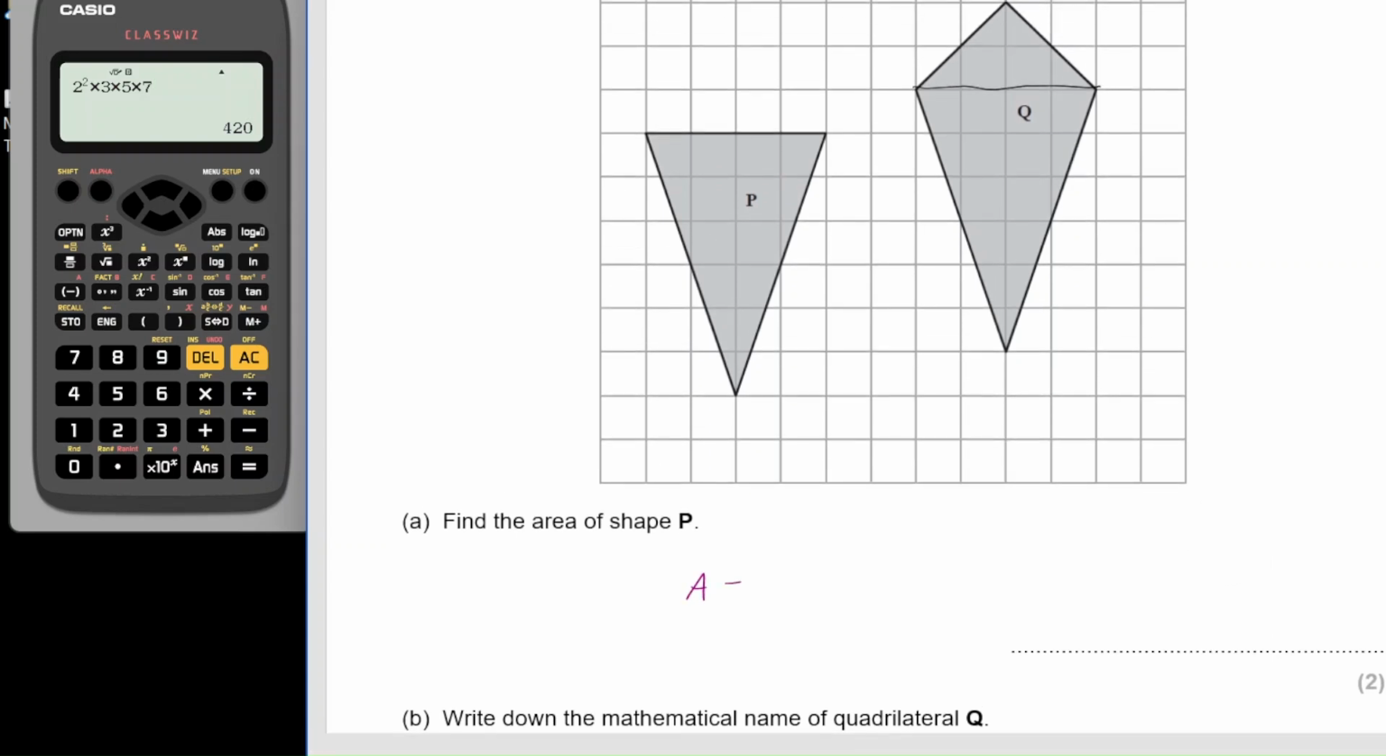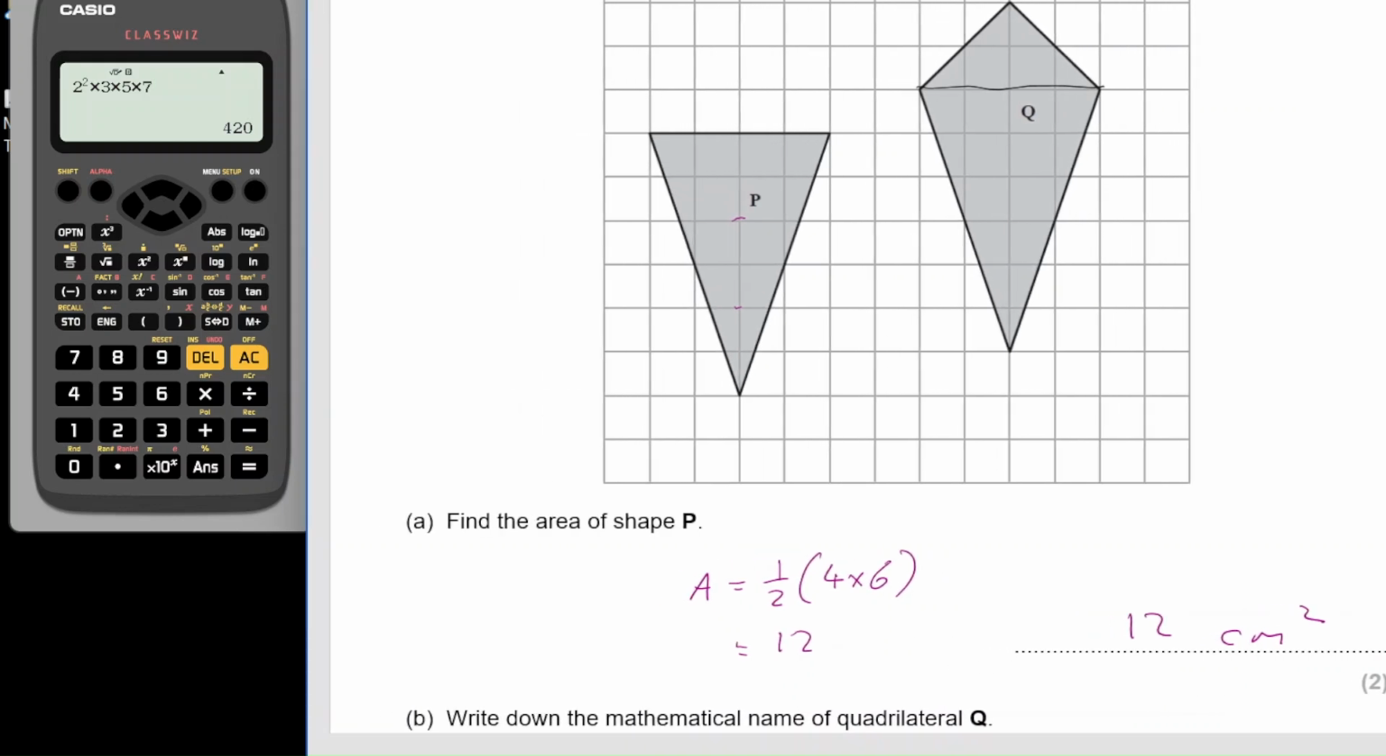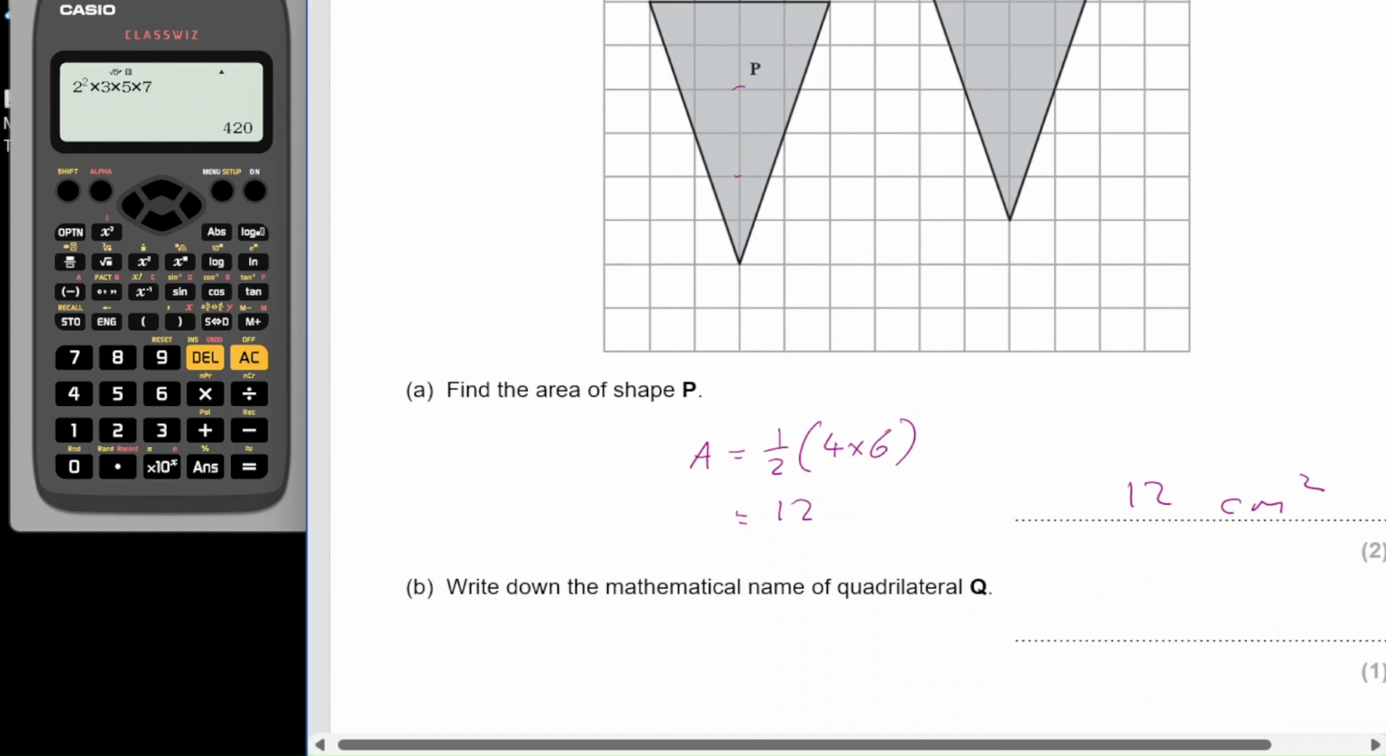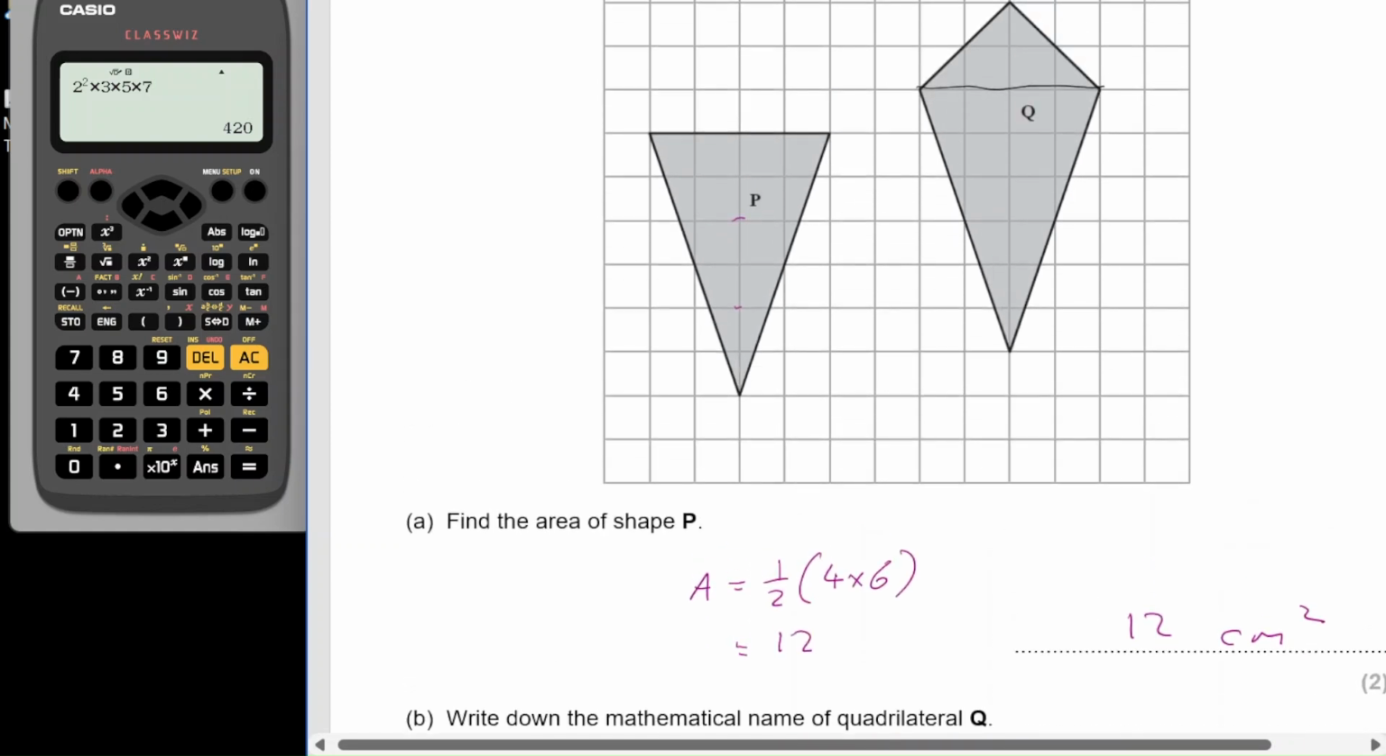So the area of shape P is going to be equal to half of the base times height. So the base is this length here, so the base is 4, and the height is 2, 4, 6. So that's going to be half of 4 times 6, which would give us 12 centimeters squared. If the unit's not there, that could be a mark for the unit. Write down the mathematical name of quadrilateral Q, so that's going to be a kite.